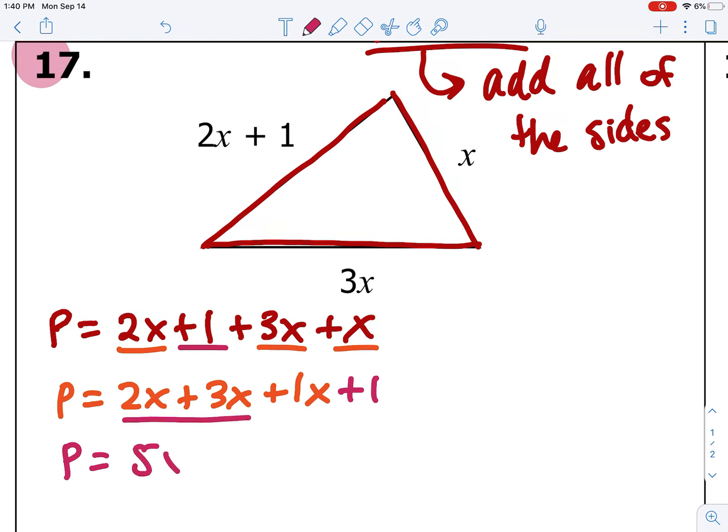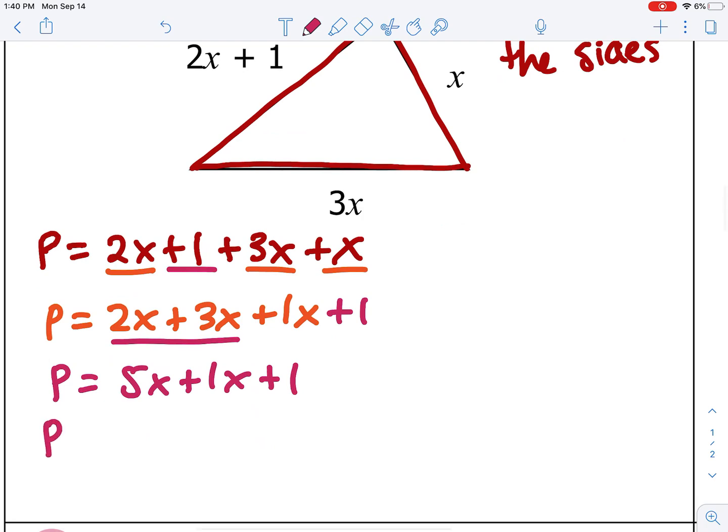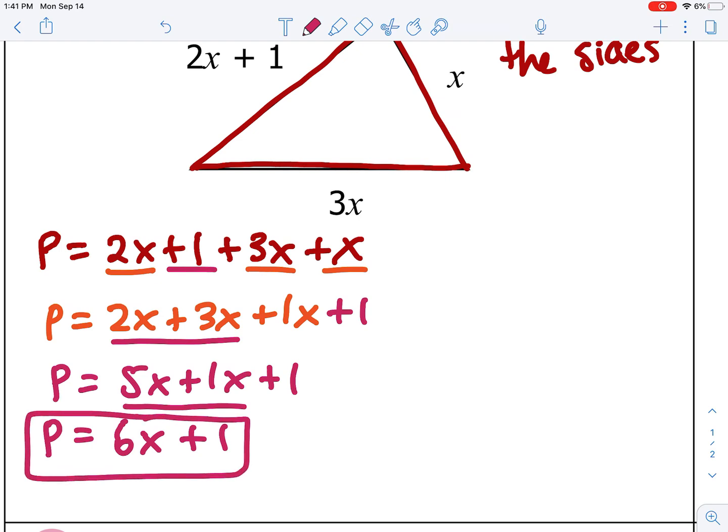So combining like terms, 2x plus 3x is 5x. 5x plus 1x is 6x plus 1. So this is as simplified as we can get. This is our perimeter of this triangle. The perimeter equals 6x plus 1.